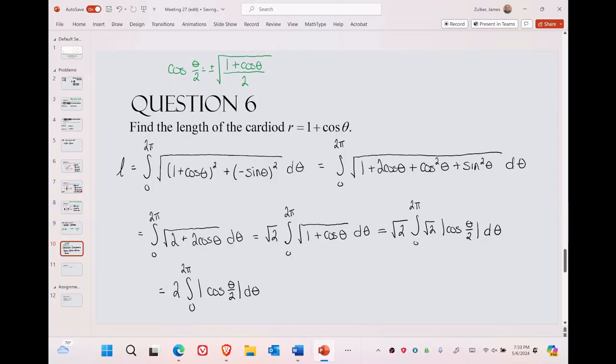And then this is where we're going to have to get clever. So cosine of theta over 2, I'm going to do a u sub. If I make u theta over 2, du becomes d theta over 2, so d theta would be 2 du. That's why that doubles. And then, yes, it goes 0 to pi.